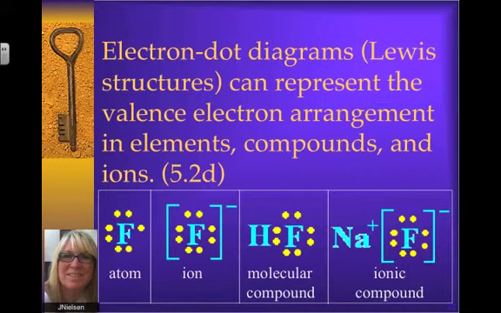A molecular compound, where there's just a sharing of electrons, has no brackets, no charges, versus an ionic compound where there is a transfer of electrons from the metal to the nonmetal. So we have a positive ion, it gave up 1, a negative ion, fluorine gained 1. The positive and negative charges attract, and a bond is formed.